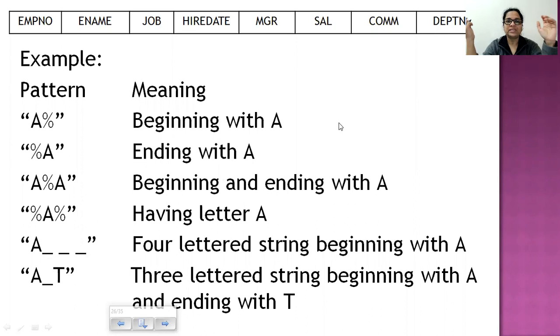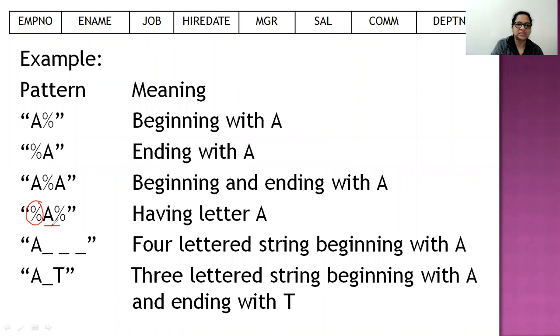Fourth one says percentage A percentage. Now, what does this mean? Look at it carefully. It just means it has an A. It could be at the beginning. Now, you might say, how at the beginning? Because if this stands for 0 characters, doesn't this mean that the string begins with A? Correct? And if this stands for 0 characters, doesn't it mean that the string ends with A? Correct? So it only means that it has the letter A.